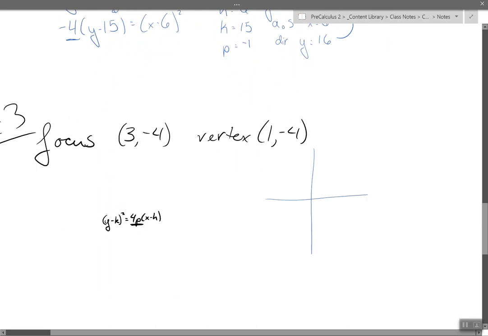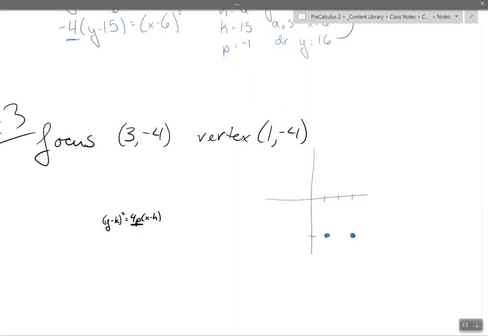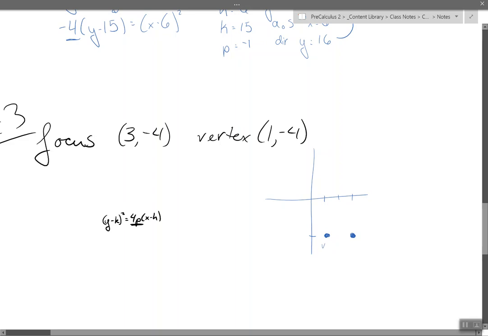So the vertex is at (1, -4), again, not exact, but it's going to get us in the ballpark. And then the focus is at (3, -4). Going back to that statement I made in the first problem, the parabola always eats the focus. So if this is the vertex and this is the focus, the parabola always eats the focus, which means our parabola is opening that way. So it's opening to the right.